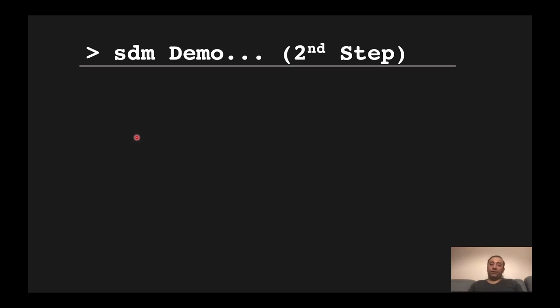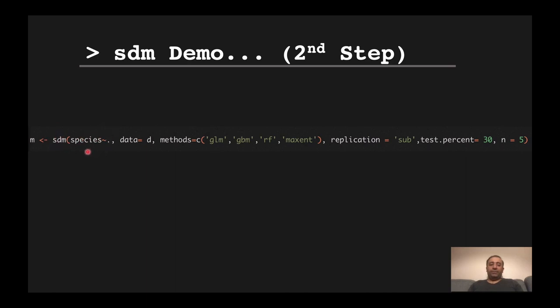In the second step, when we have generated the sdmData object, we use the sdm function. In the sdm function, we again have a formula. Here we can specify the name of the species, the names of predictors, or different feature forms if you want, and then introduce the data. In the third argument, we can specify the names of different modeling algorithms. It can be only one or all 19 available algorithms. In this case we specify 4 algorithms, and then we have some other arguments that can specify the partitioning procedure. For example, the method that generates different replications here is subsampling.